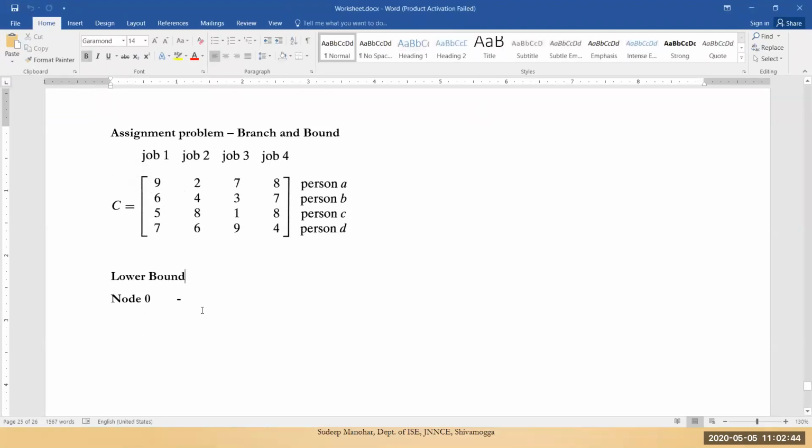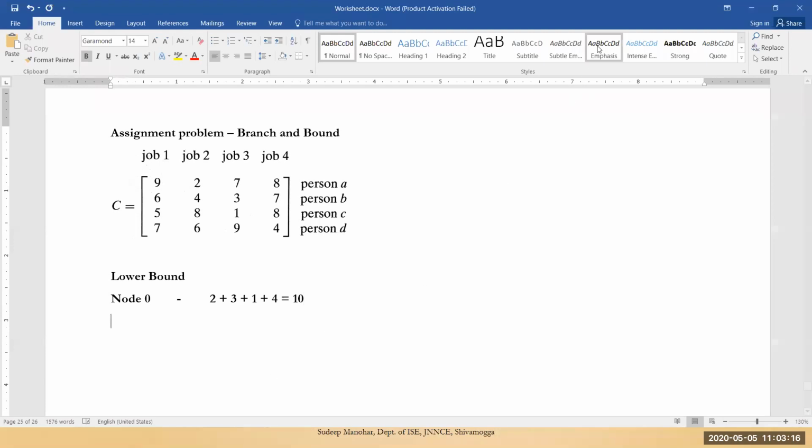Now, let us calculate the lower bound. Once we have seen how to calculate the lower bound, for node number 0, you have to calculate the minimum from all the rows, 2, 3, 1, and 4. That is equal to 10. That means node number 0, the root node, will have the lower bound of 10.